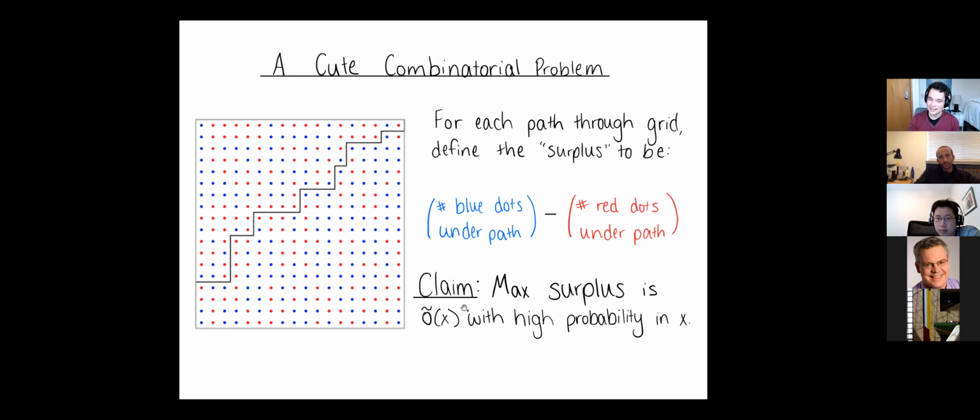Well, what this claim is saying is that actually that's representative. In fact, if you take the maximum over all paths, the surplus is only slightly larger than what you'd expect from any given path. And that's interesting because there's exponentially many paths here. There's roughly 2x choose x such paths. So you can't union bound over all of them. But nonetheless, this is claiming that all of their surpluses are correlated enough that the maximum surplus isn't much better than the 75th percentile surplus.